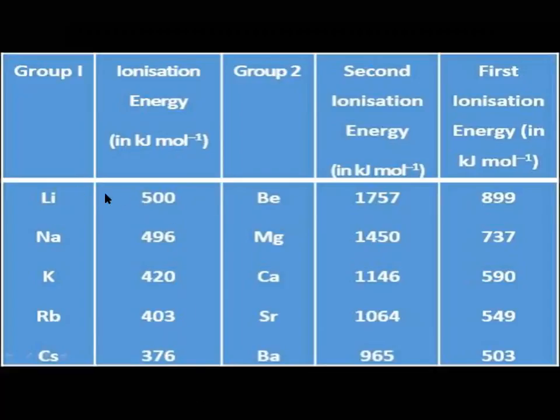But when you move across the period, lithium, beryllium, observe this, first ionization energy. Lithium first ionization energy is 500. Beryllium first ionization energy is 899. So as you move across the period, the ionization energy increases. Beryllium 899, magnesium, again as you move down the group it decreases. This is first ionization energy, and for group 2 elements this is the second ionization energy. Because group 2 elements form bi-positive ions, I have shown you the second ionization energy also in this.